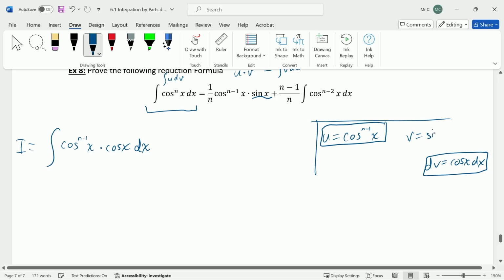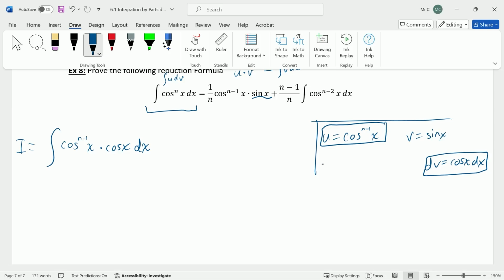So v is just sine of x, the antiderivative of cosine, and du, okay, well, I've got to apply a power rule and a chain rule, right? Because when we write cosine to the n minus 1 power of x, this really means cosine of x to the n minus 1 power. So I apply the power rule, that's n minus 1 times cosine of x to the n minus 2 power, but I also have to apply the chain rule and take the derivative of cosine, which is negative sine of x dx. Didn't give myself much room there.